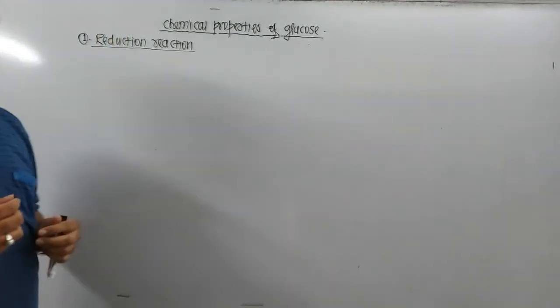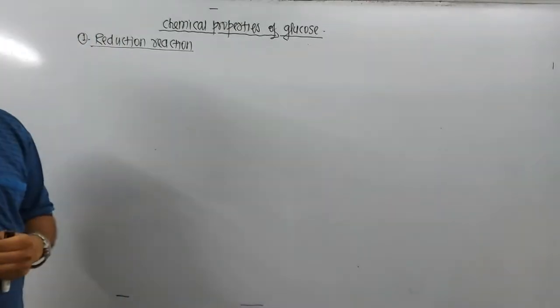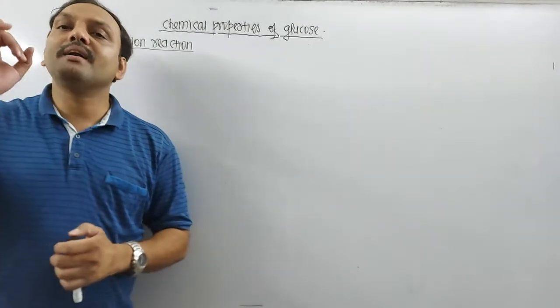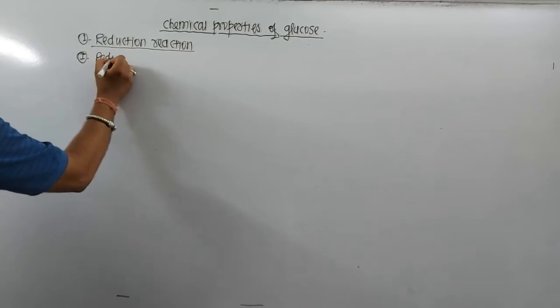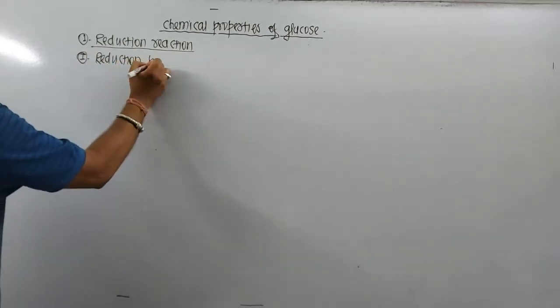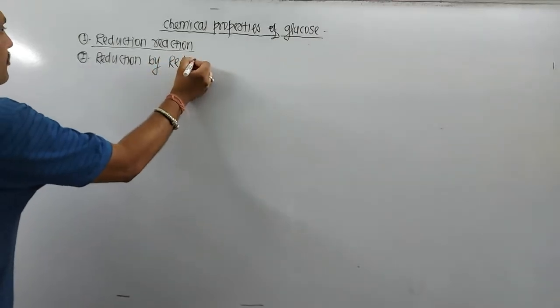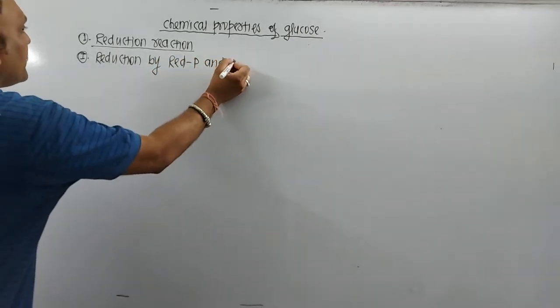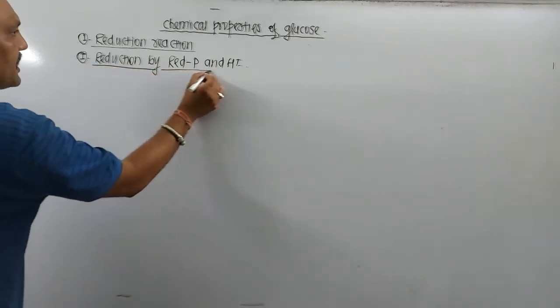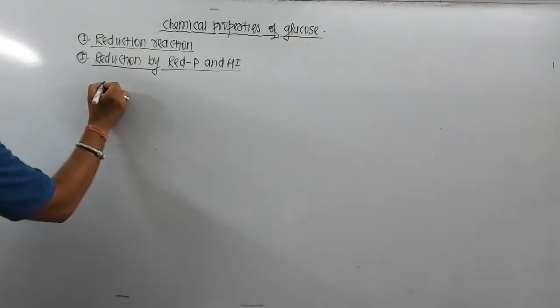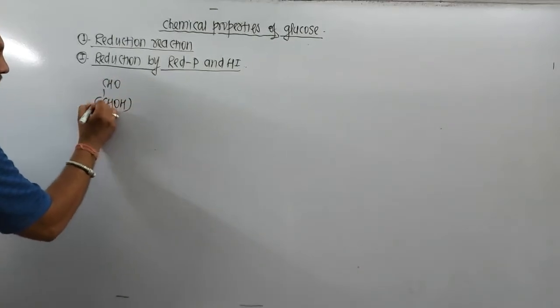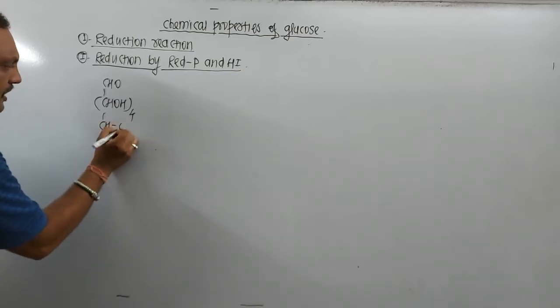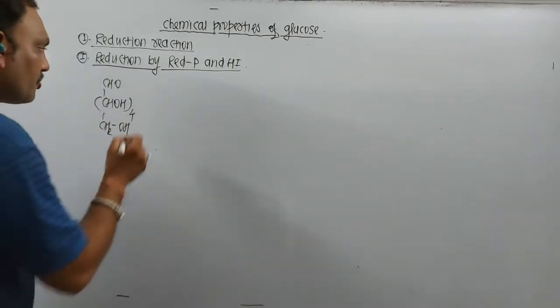Now, what comes on reduction? I mean, when glucose is reduced, what will be the product, that entirely depends upon the reducing agent chosen. First of all, let's see the reduction by red phosphorus and HI. Remember, mixture of red phosphorus and HI is a potent reducing agent. Glucose can be given in this manner: CHO, CHOH by 4, CH2OH. So this is the open chain structure of glucose.